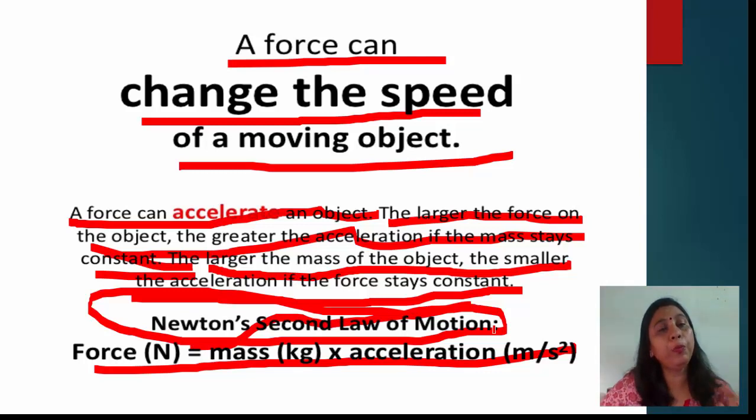Suppose your friend pulls you from back. What will happen? You are moving in forward direction. Friend is pulling in the backward direction and your speed will decrease. So this is the effect of force, that it can change the speed of a moving body.